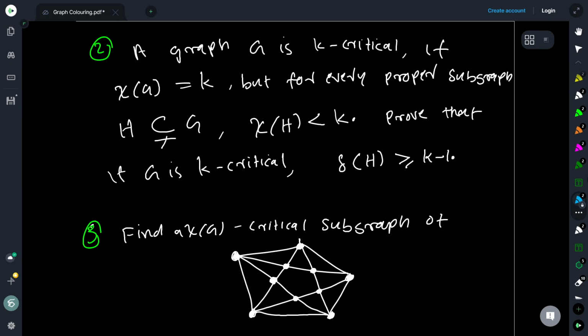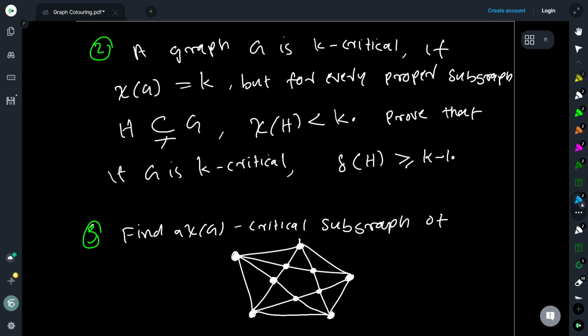So given a graph which is, let's say, K critical. What is a K critical graph? If the chromatic number is equal to K, and for every proper subgraph, proper meaning it is not equal to G but any subgraph will do, the chromatic number is strictly less than K. So if you remove a single edge or a vertex, you will have chromatic number strictly less than K.